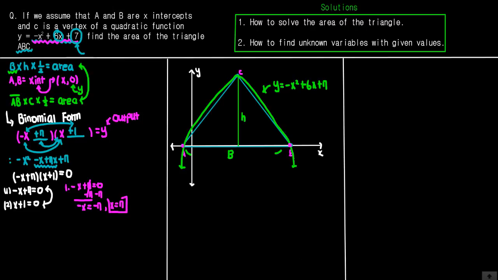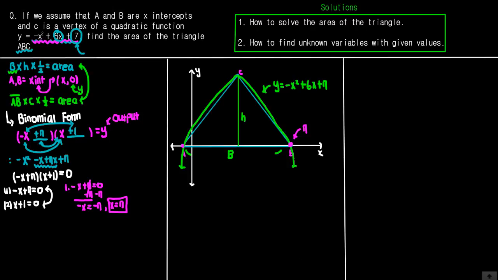But we can clearly see that it is a positive value, which means b is going to be 7. The reason is because b is on the positive side of the x-axis, and the a value is on the negative side of the x-axis.